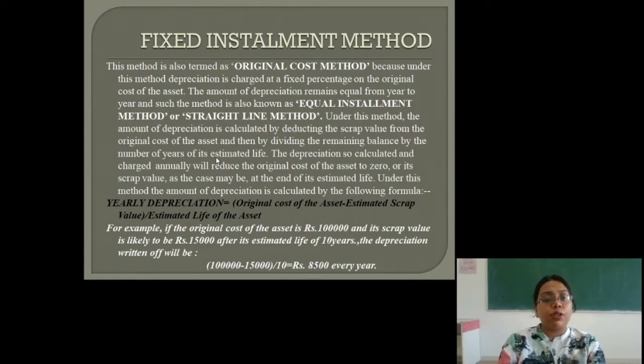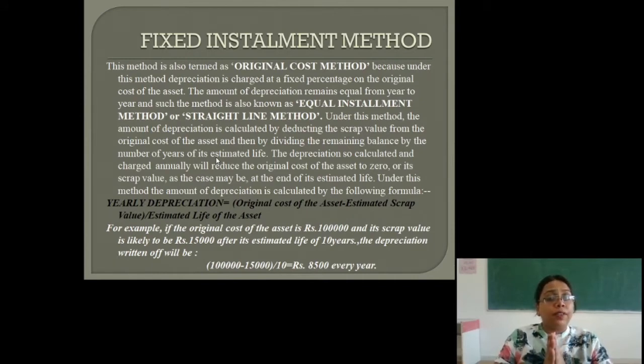So this method is also termed the original cost method, because under this method the depreciation is charged at a fixed percentage on the original cost of the asset. Under this method, depreciation is charged at a fixed percentage and only on the original cost of that particular asset. The amount of depreciation remains equal from year to year. So the amount of depreciation doesn't vary with the year. It remains the same, and such a method is also known as the equal installment method and the straight line method.